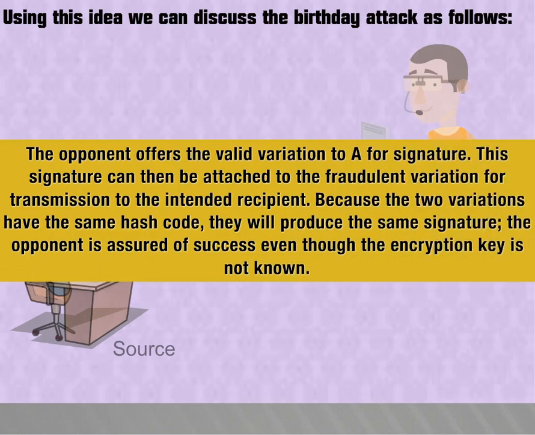The opponent offers a valid variation to A for signature. This signature can then be attached to the fraudulent variation for transmission to the intended recipient. Because the two variations have the same hash code, they will produce the same signature. The opponent is assured of success even though the encryption key is not known.